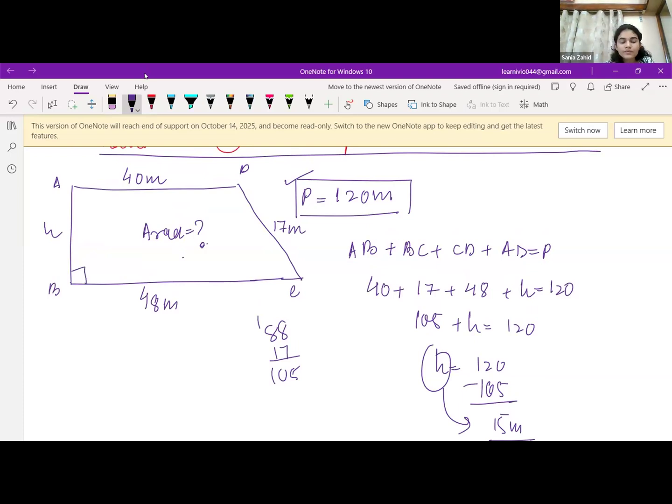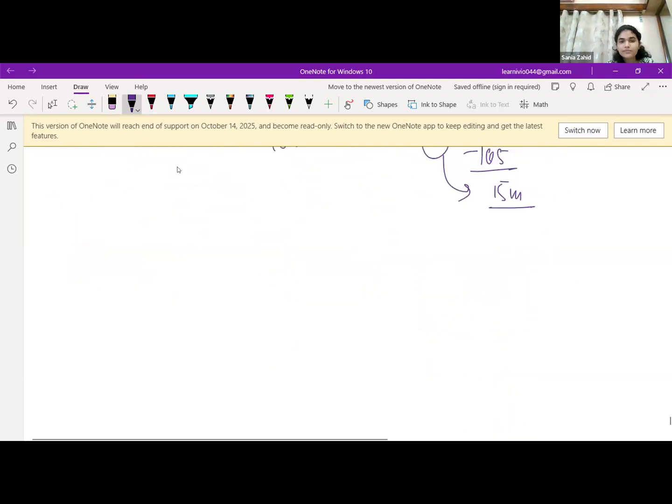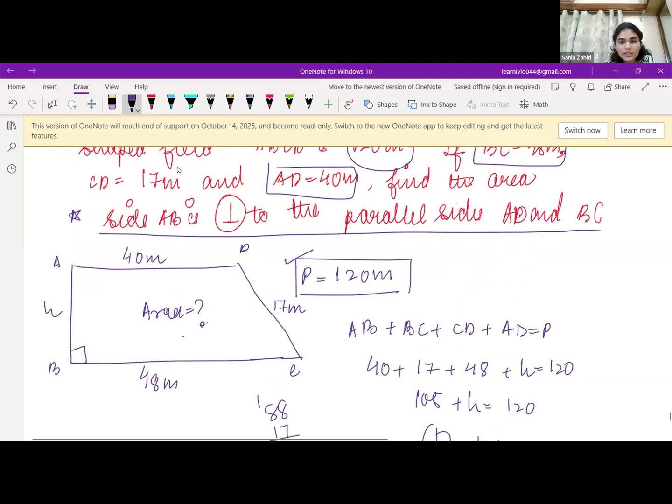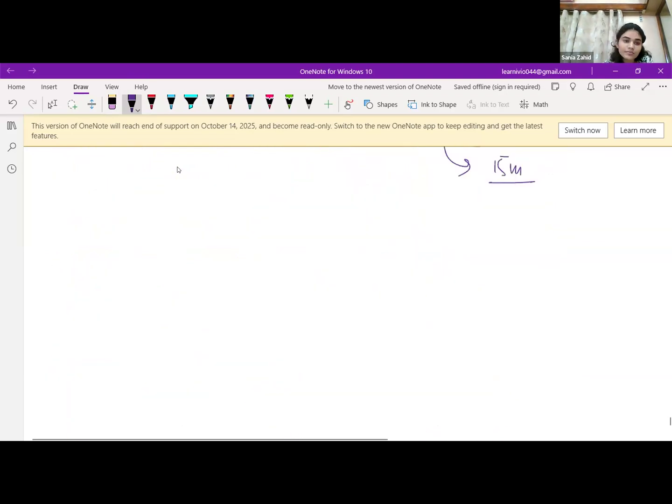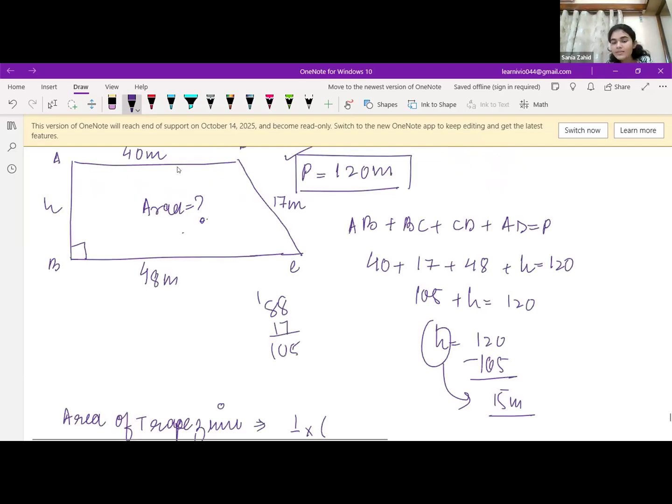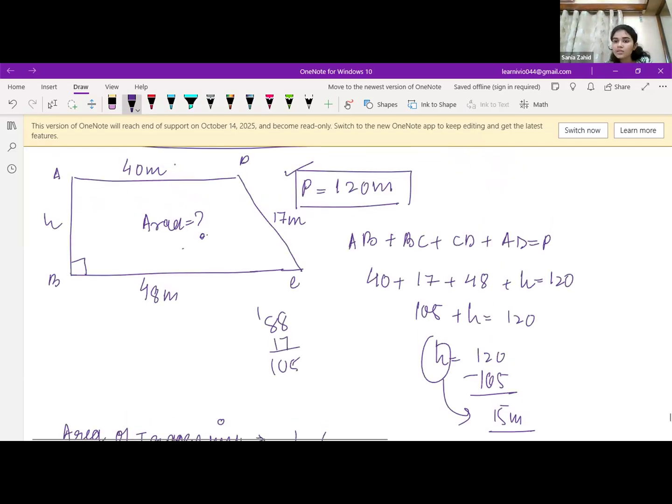Now, see, children, the height is 15 meters. What you had to calculate was the area. What was the formula for the area of a trapezium? One half into the sum of parallel sides into height. So can you calculate the area of the trapezium very easily now? What are the parallel sides? Kumar, you will tell me. Kumar, you're not answering today. What are the parallel sides over here?